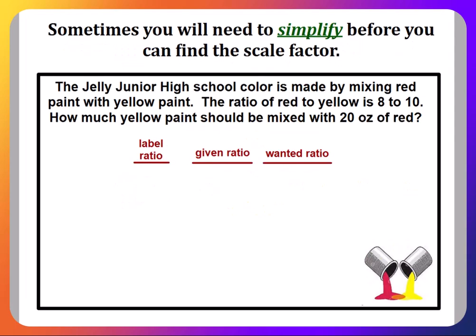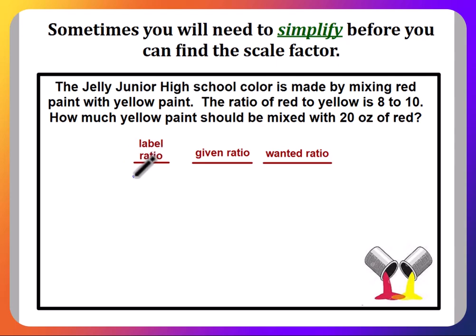Sometimes you're going to need to simplify before you can find the scale factor. The Jelly Junior High School color is made by mixing red paint with yellow paint. The ratio of red to yellow is 8 to 10. How much yellow paint should be mixed with 20 ounces of red? Okay, so here we go.